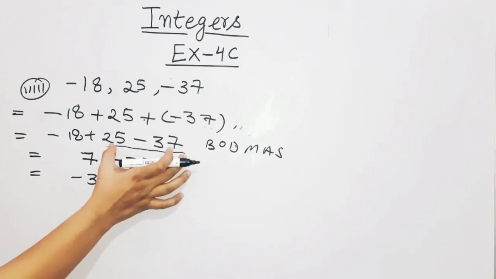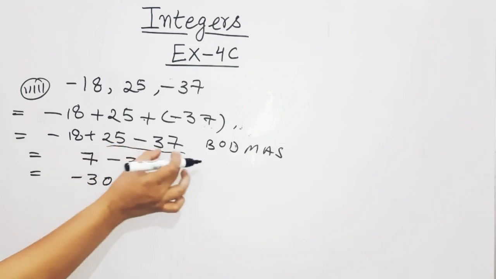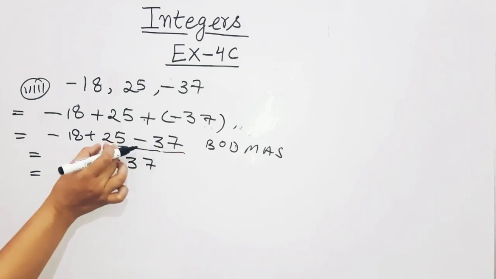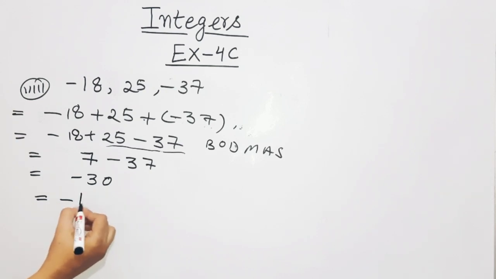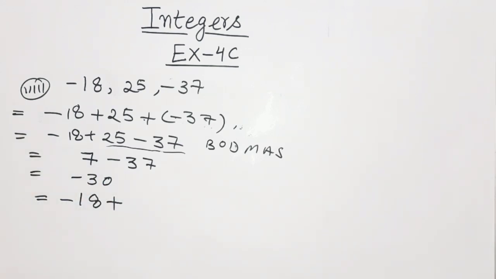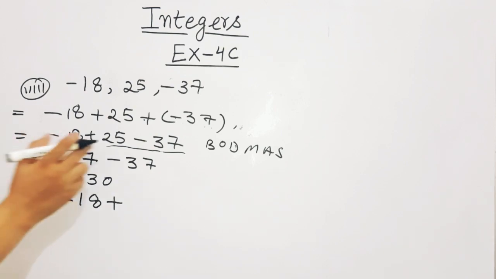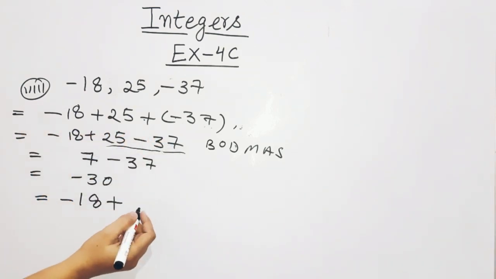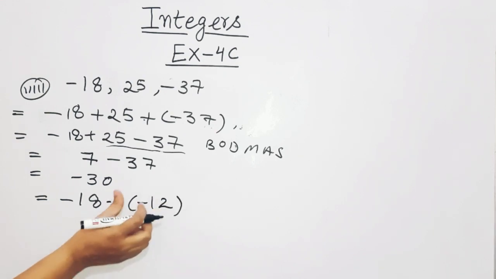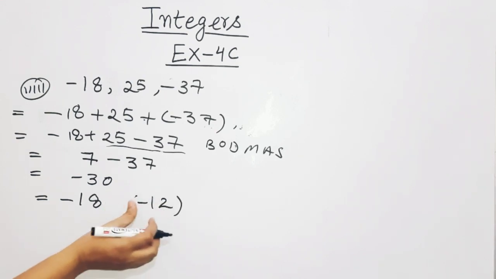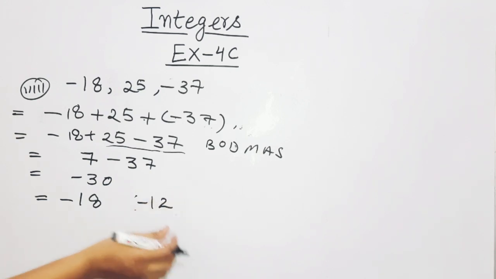So I am taking these two: 25 minus 37. One positive, one negative. What do we have to do? We have to subtract and the sign of the greater number will be there. So 25 minus 37 is minus 12.